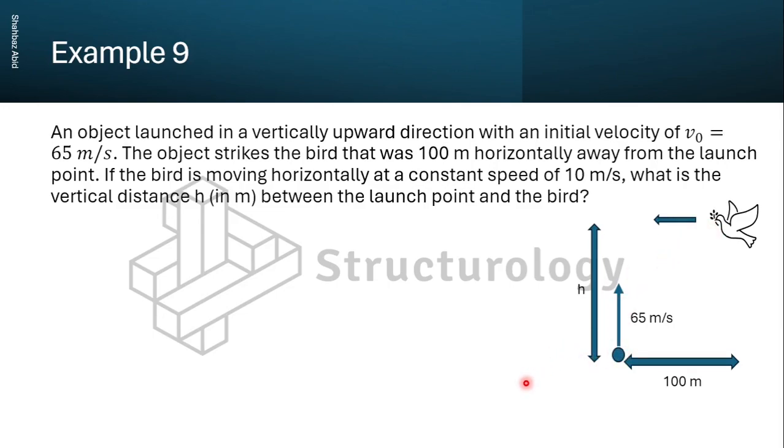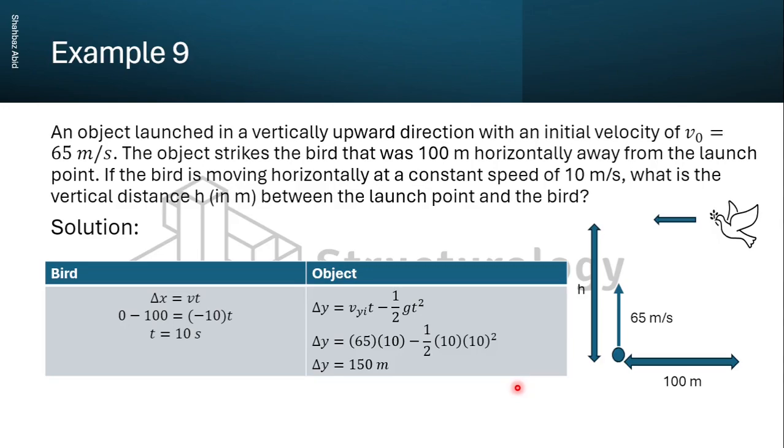Again, it's a relative motion question. We know that when two objects meet, they are going to meet at the same position and at the same time. So we can use the information from the bird. We know it is 100 meters away initially. Since it is moving in the negative x direction, the velocity is going to be negative 10, and the final position is basically at the launch point and the initial was 100. We will get the time equal to 10 seconds.